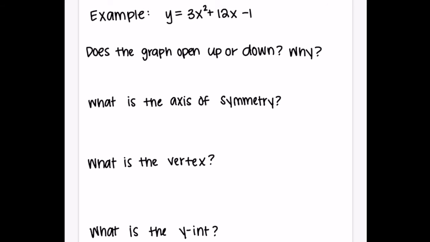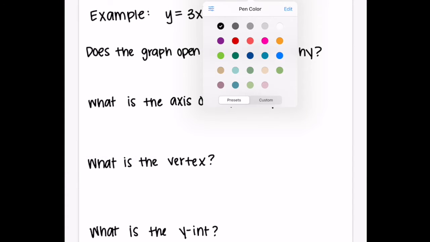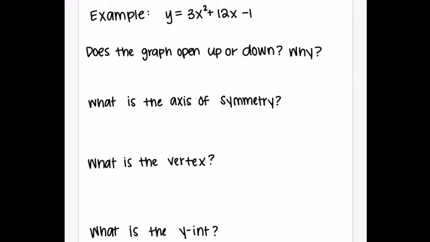Now let's do a couple of examples where you don't have the graph given to you. So first, does this graph open up or down and why? Well, up or down is determined by the a value, and our a value is 3. So this graph would open up since it is a positive a value.